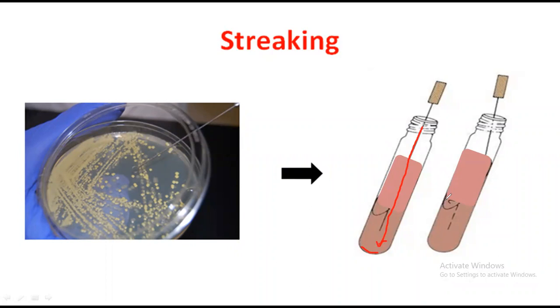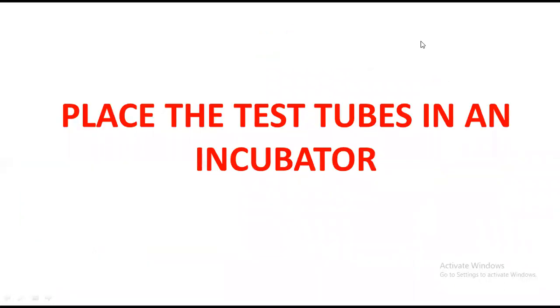If you are having a cap, you have to place it on the test tube. Or if it is capless, you have to put cotton on the surface of the test tube. So this was basically how you work in the laboratory. You have to perform this type of procedure. And then after that, you have to place the test tubes in an incubator in order to grow the microorganism that you have inoculated into the test tubes.